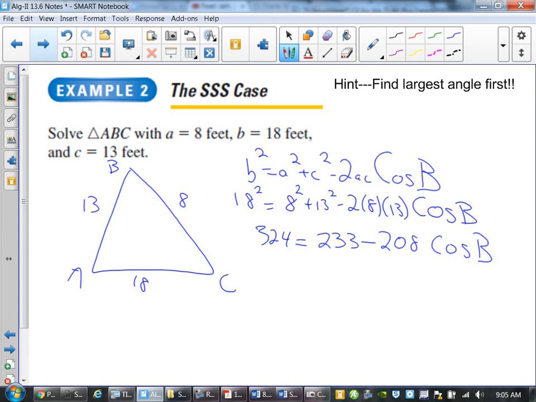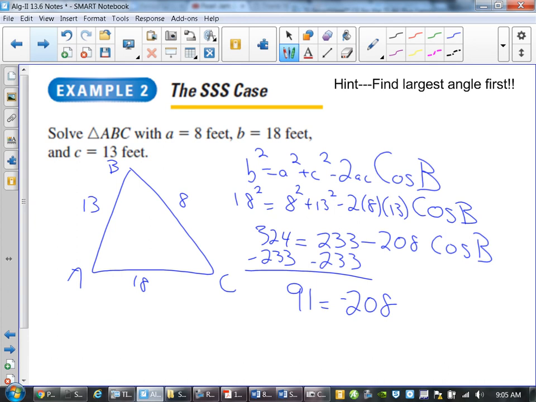Where do you move first? What do I have to move first? The 233. So you subtract your 233. Did you do that math or not? No, because this is times something. Oh. This is the same thing as 3 minus 2x. Okay. It's just with bigger numbers. Got it. Okay. So 324 minus 233, I get 91.